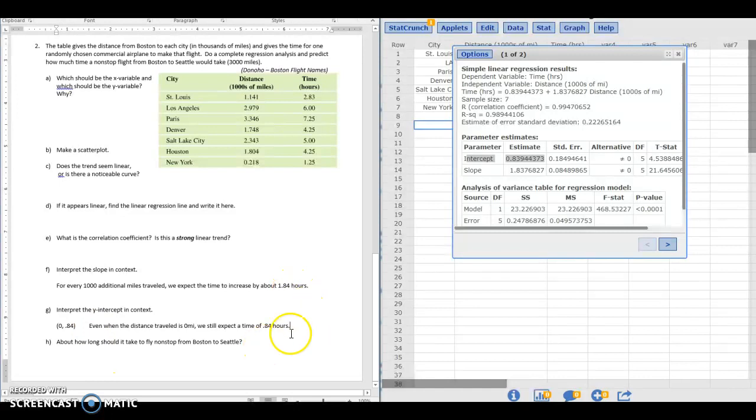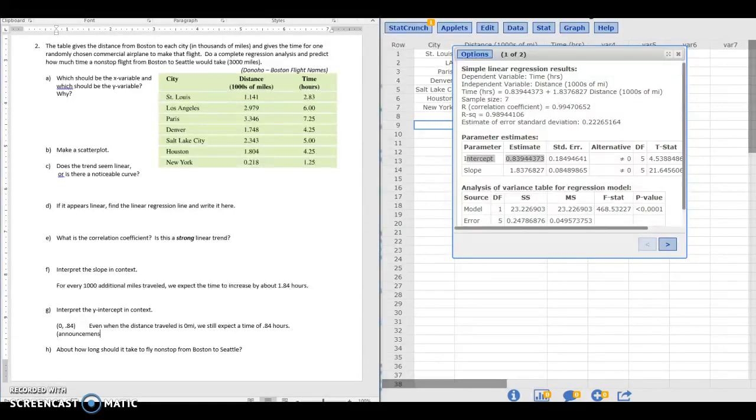Now sometimes this y-intercept makes sense and sometimes it doesn't. So does this make sense? Sure it does. Think about, have you ever been on a plane before? Before you ever even take off, isn't there some time that is used? Yes, there is. That's like the announcements, loading, etc. time. So that does make sense. Sometimes this doesn't make sense contextually, but I think in this case it does.